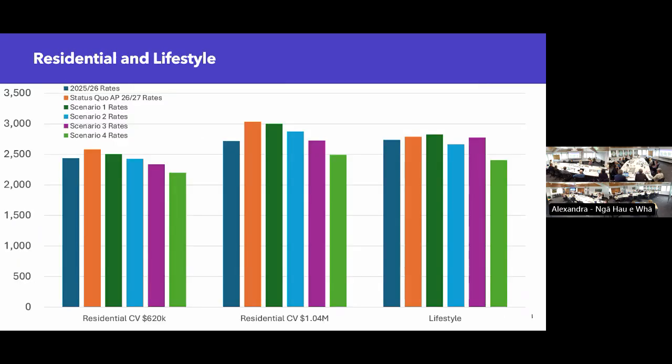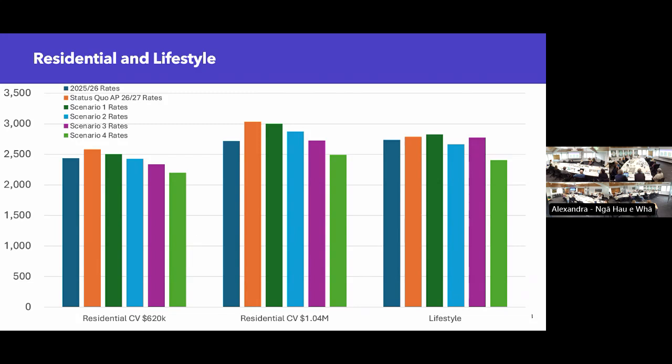All right, next slide. So I've got a whole lot of slides like this. We have consistently used the same colours, hopefully, for the different scenarios. On the left-hand side is the dollars that they are paying. So we're in the 2,500 to 3,000 mark for these residential properties and lifestyle properties. That's an average rate. So you'll recall that we looked at the $620,000 residential properties at our last meeting.